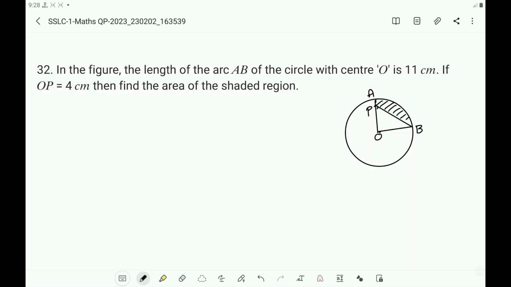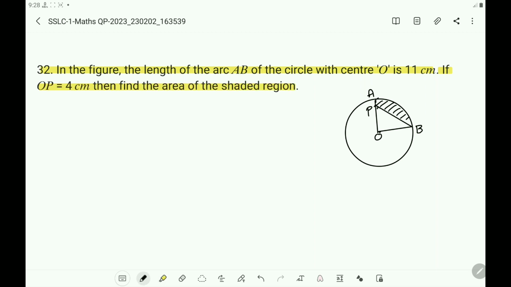Now you take question number 32, which is a little hard question. So here a little higher order thinking is required. The question is: in the figure, the length of arc AB of the circle with center O is 11 centimeter. If OP equals 4 centimeter, then find the area of the shaded region.